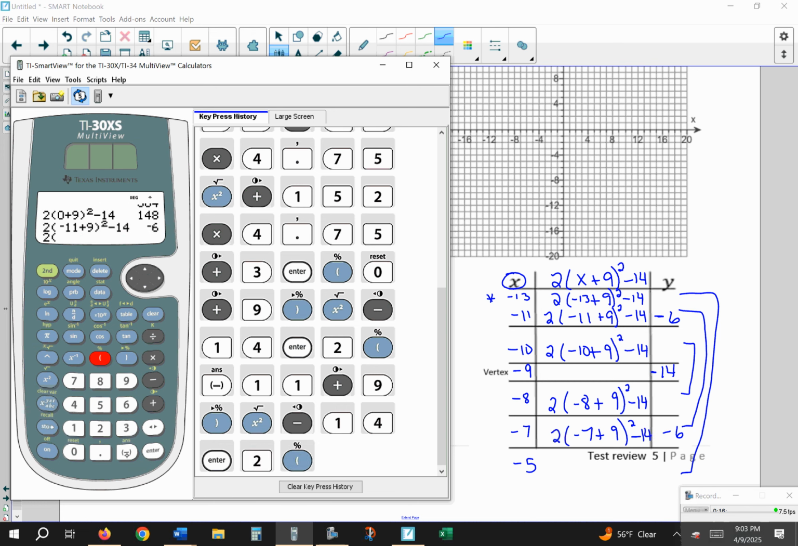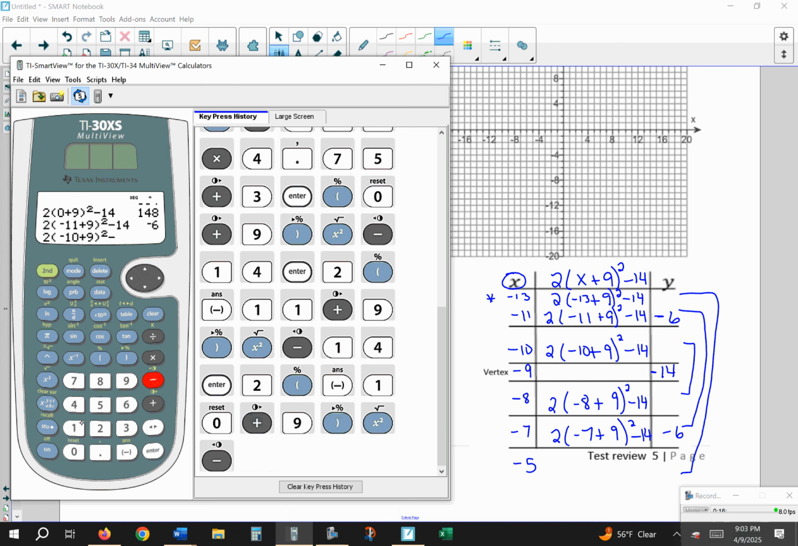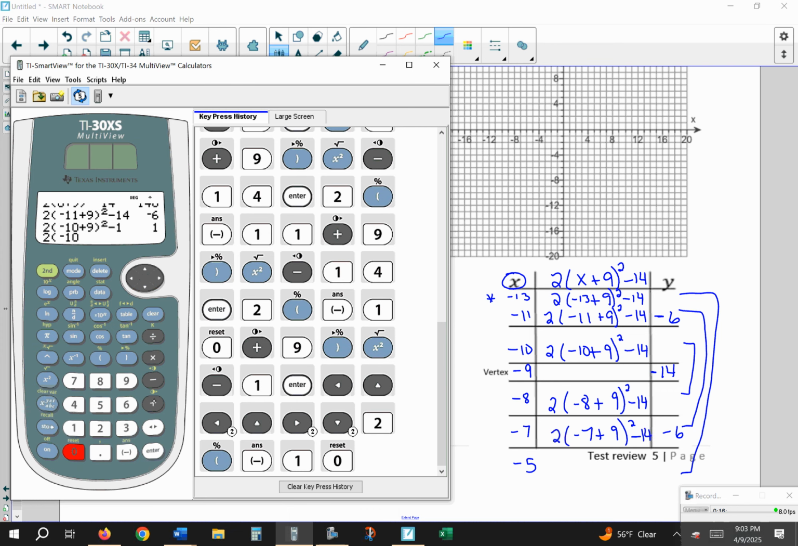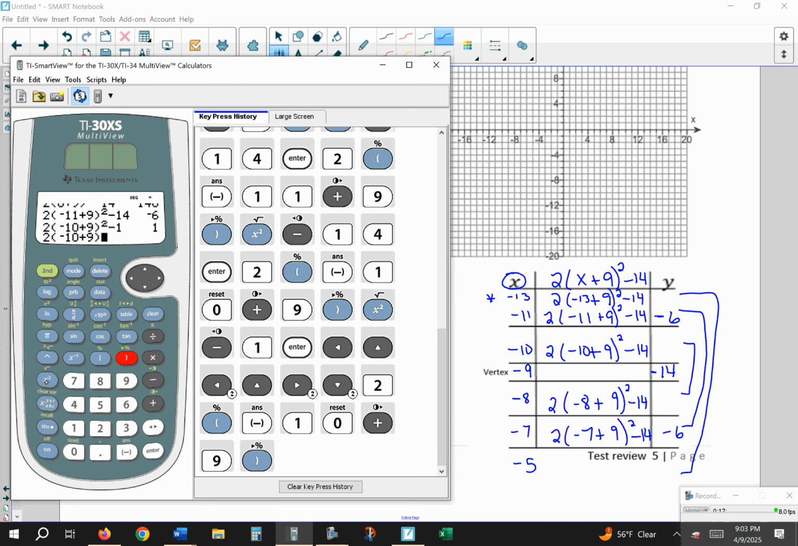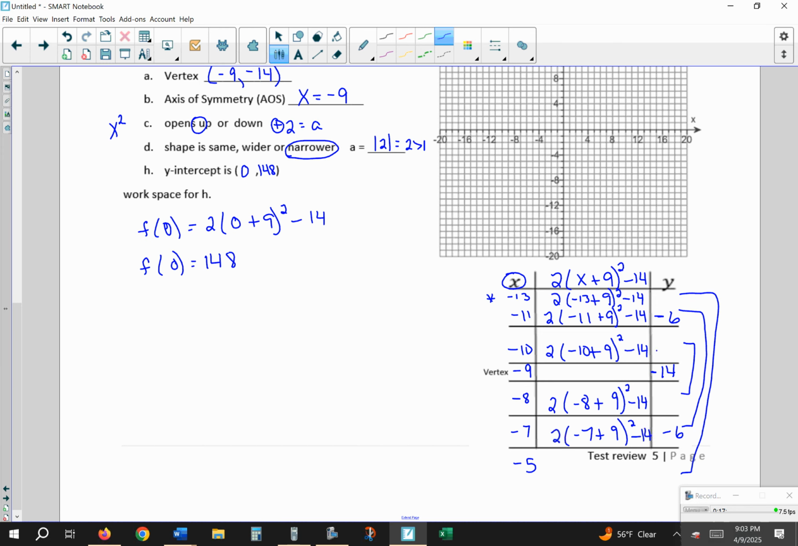Okay, 2 parentheses, negative 10 plus 9, close parenthesis, quantity squared, minus 1. Whoops, I did minus 1. Doggone it. I never did figure out how to go back in and change. I'm just going to have to retype it. 2 parentheses, negative 10 plus 9, close my parenthesis, quantity squared, minus 14. All right, that looks good. It's going to give me a negative 12.